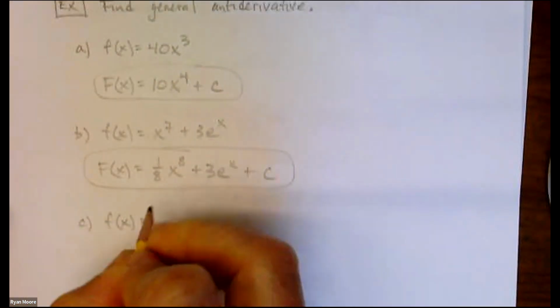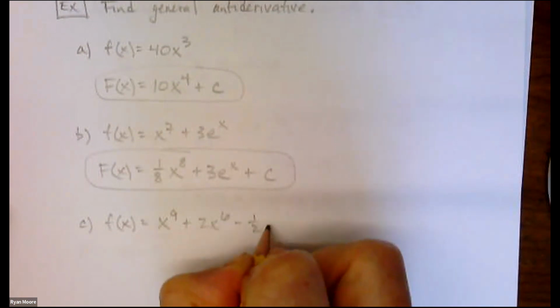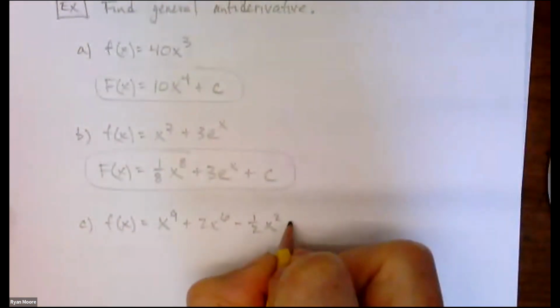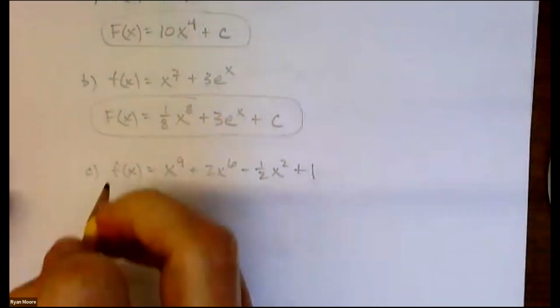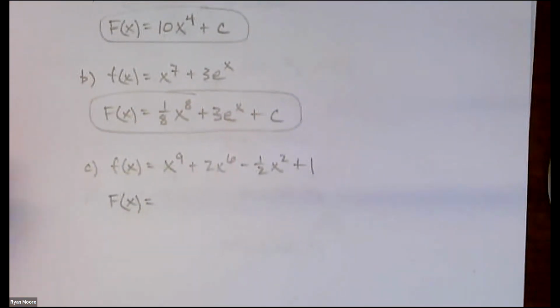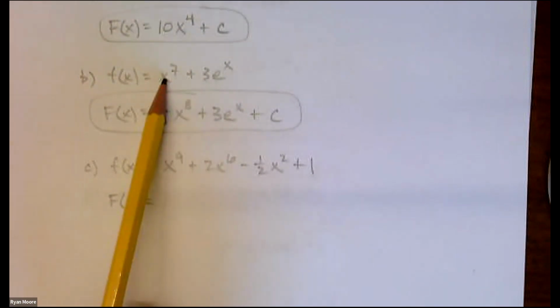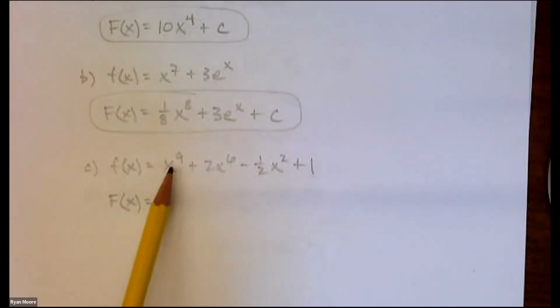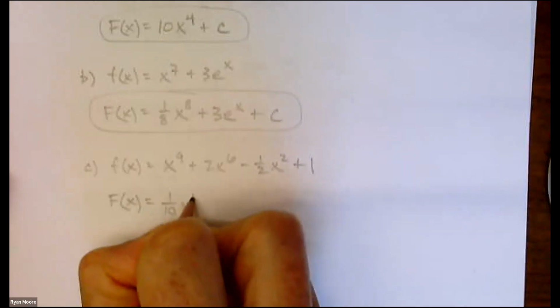Now we've got a full-blown polynomial, x to the ninth plus 2x to the sixth minus 1/2 x squared plus 1. Let's see how we do. See if we've kind of gotten our feet under us with these. Capital F of x. What would happen with x to the ninth, right? Kind of like x to the seventh. It would have come from x to the 10th, but then the 10 would have to multiply down and cancel out. 1/10 x to the 10.